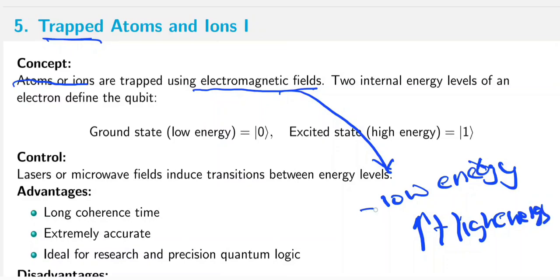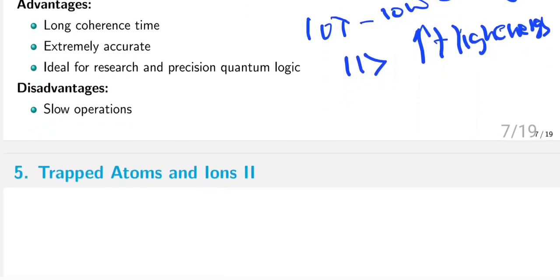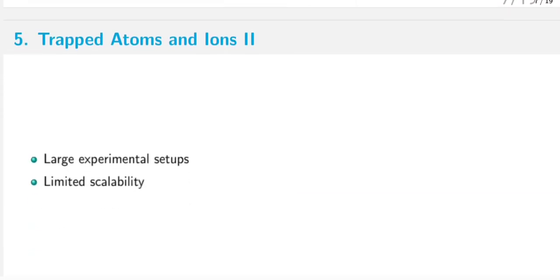So scientists have marked low energy as Ket 0 and high energy as Ket 1. Using these laser beams, we can move the electron from one state to another, or even keep it partly in both, again forming a superposition. These qubits are accurate and stable, but the machines needed are large and slow, so they are mostly used in labs. The disadvantage is slow operations.